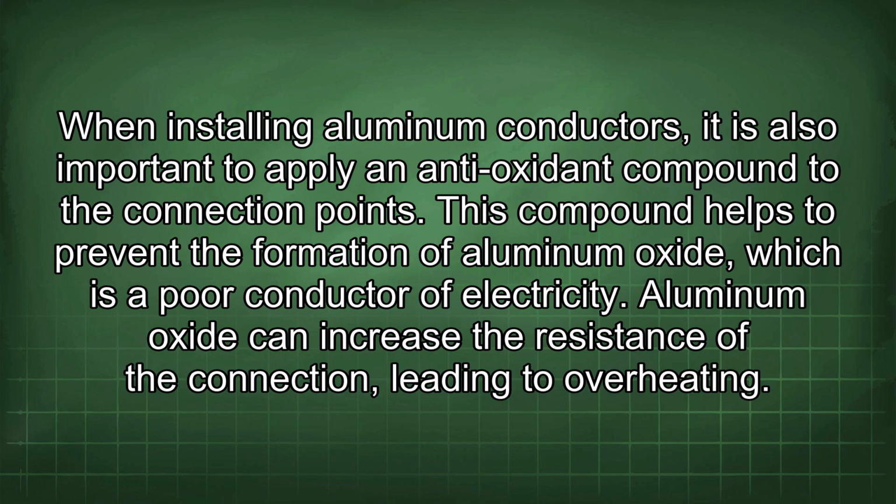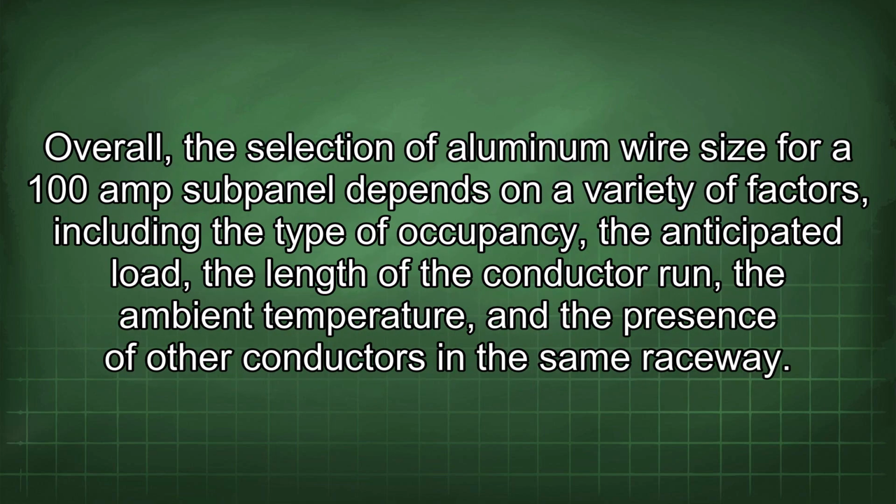Aluminum oxide can increase the resistance of the connection, leading to overheating. Overall, the selection of aluminum wire size for a 100 amp subpanel depends on a variety of factors, including the type of occupancy, the anticipated load, the length of the conductor run, the ambient temperature, and the presence of other conductors in the same raceway.